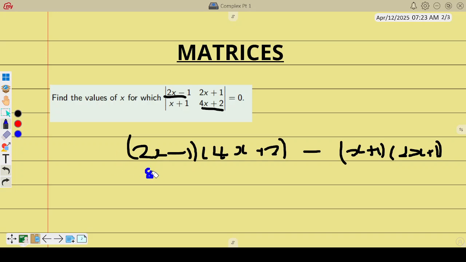2x times 2, 4x. Negative 1 times 4x, negative 4x. Negative 1 times 2, negative 2. And then also here, x times 2x, it is 2x squared.